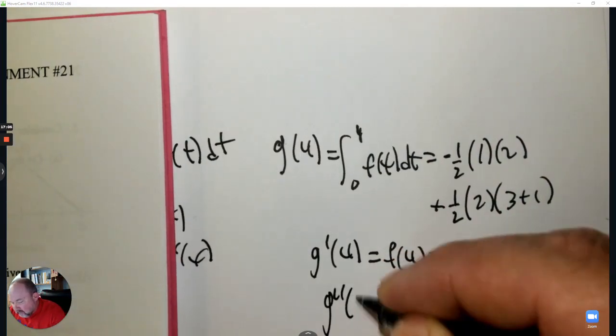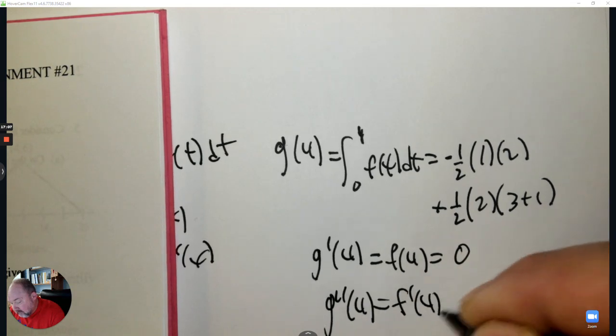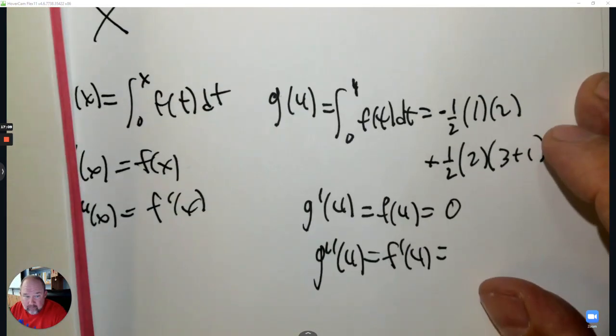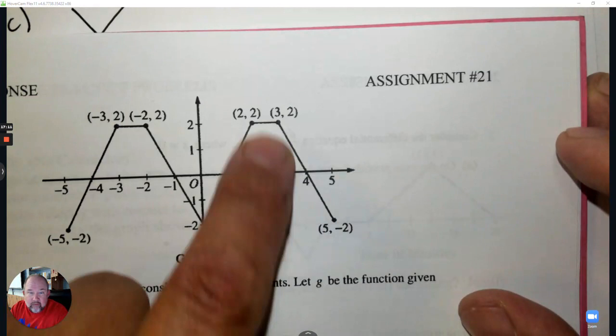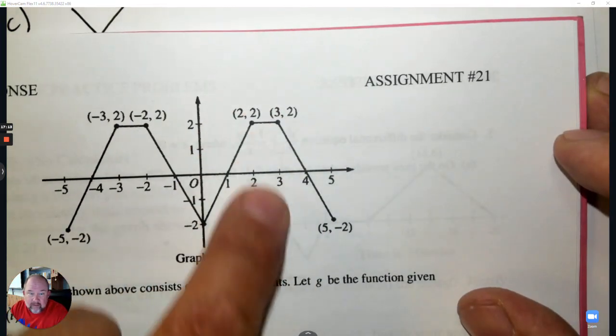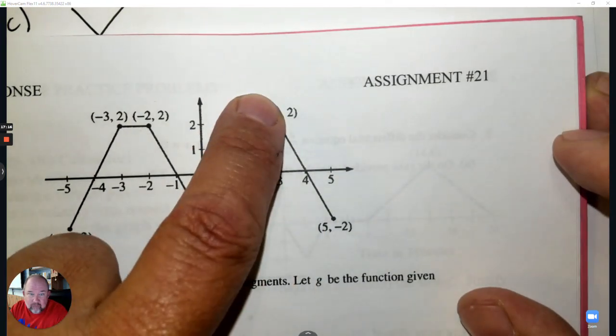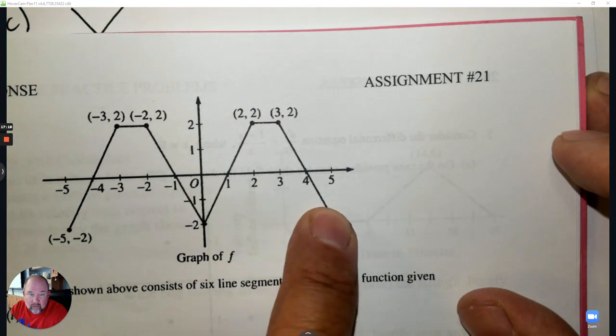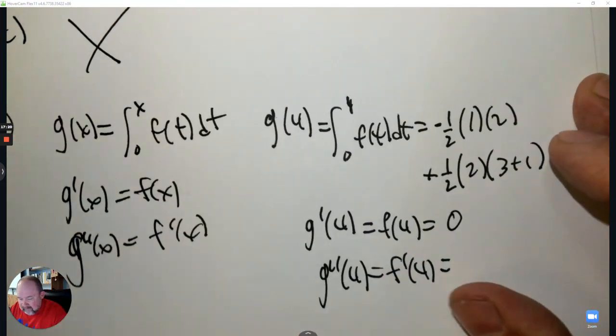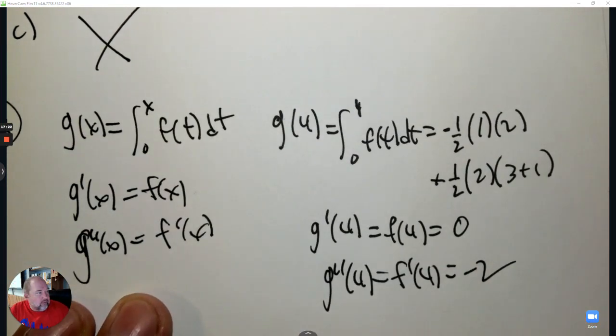And then for the second derivative at 4, I'm looking at the derivative at 4, which is the slope off the graph. So what's the slope here? Down how many? It's down from 2 to, so it's down 4 and over 2. Negative 2 is the slope.